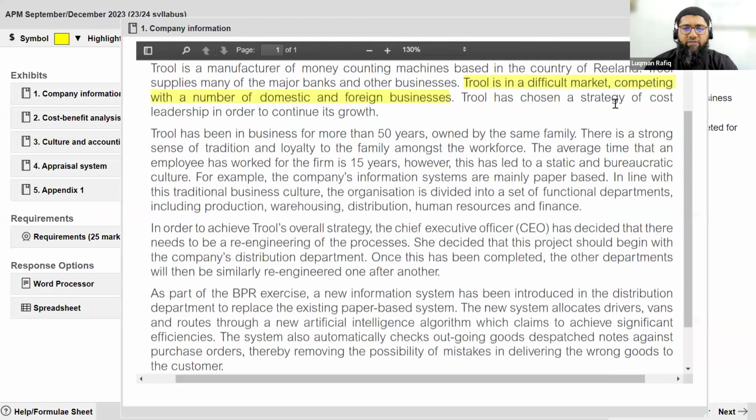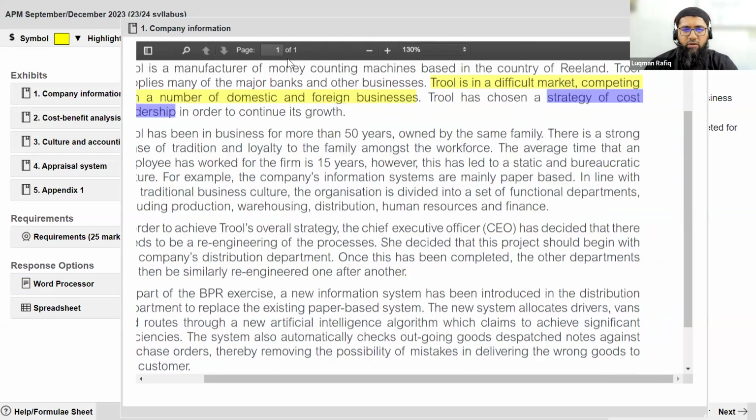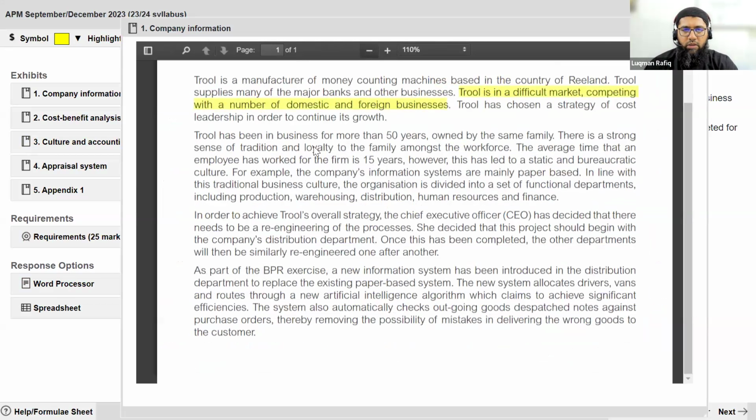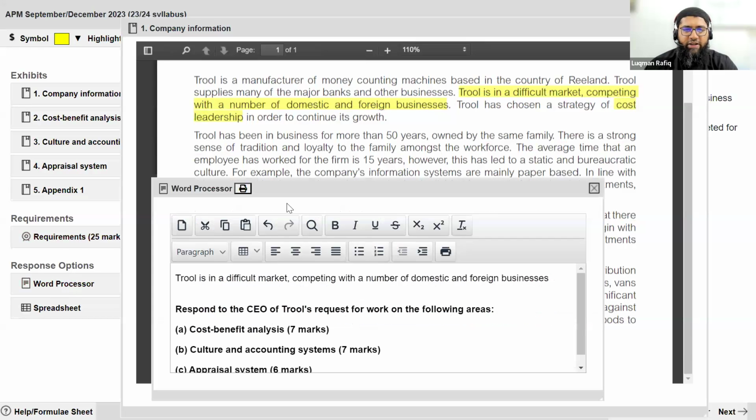Now, Trool has chosen a strategy of cost leadership. They've chosen the strategy of cost leadership in order to continue its growth. So the strategy of cost leadership is what has been chosen.